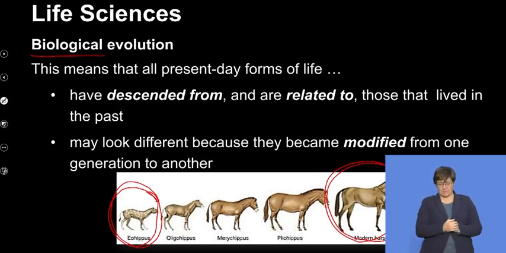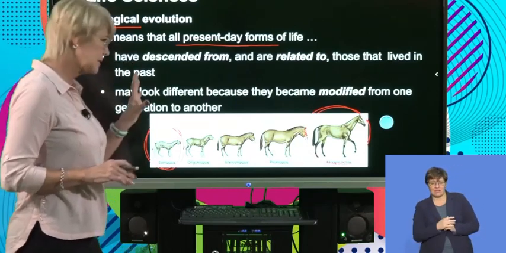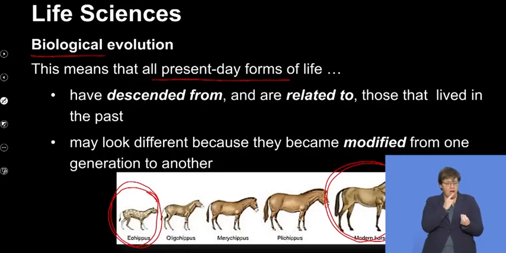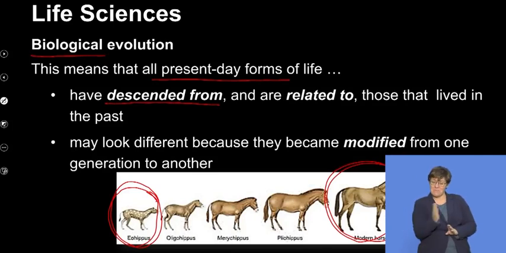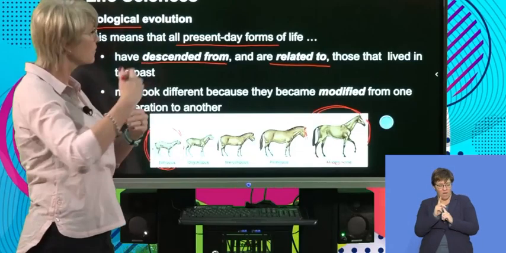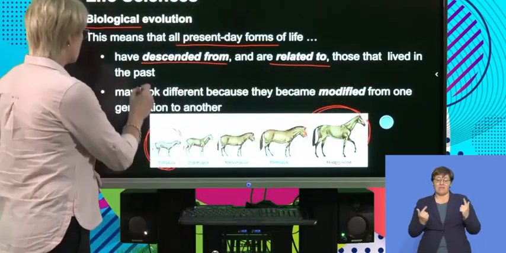So if we have a look at the actual definition, it basically means that all present day forms, so everything that we see on the earth today, all the living organisms, all the plants, all the animals, all the unicellular and multicellular organisms, have descended from, so in other words, they've come from something in the past, and they are related to, because they have descended from, all of those that lived in the past.